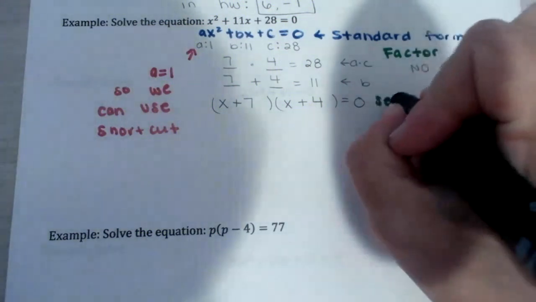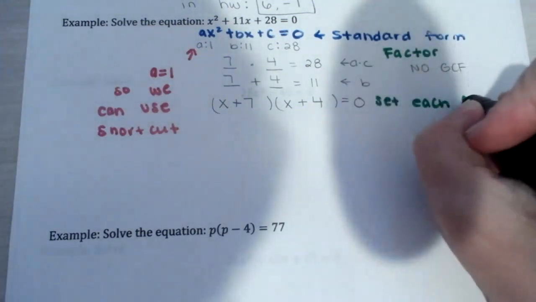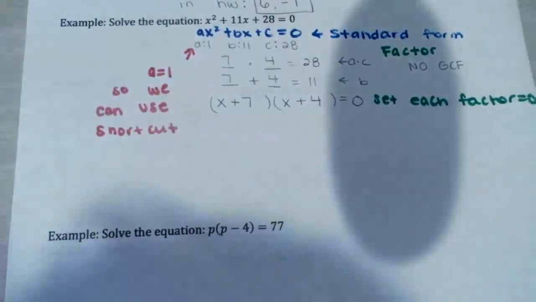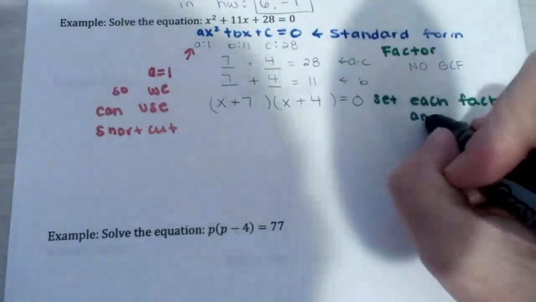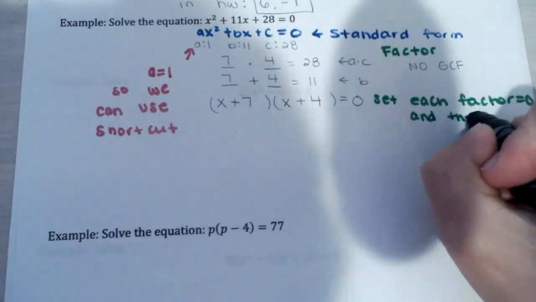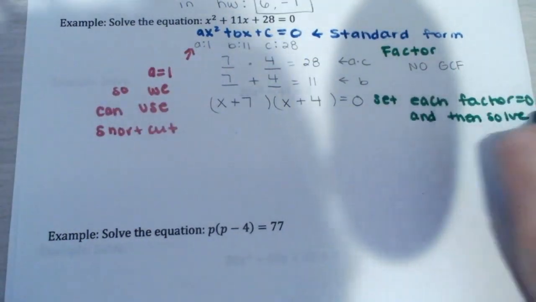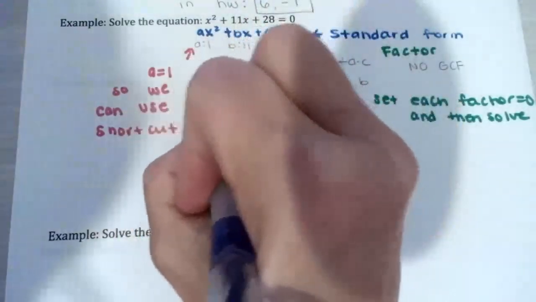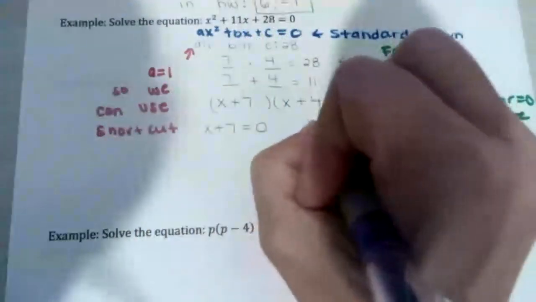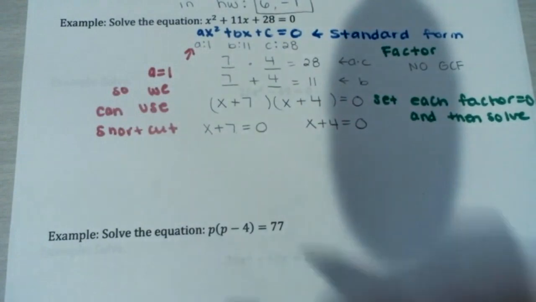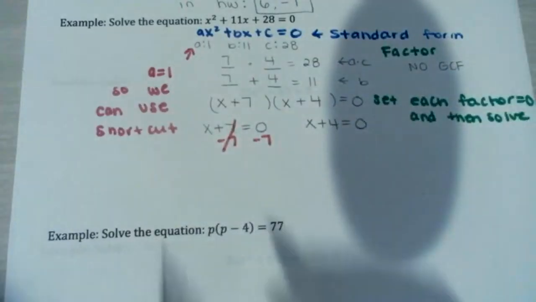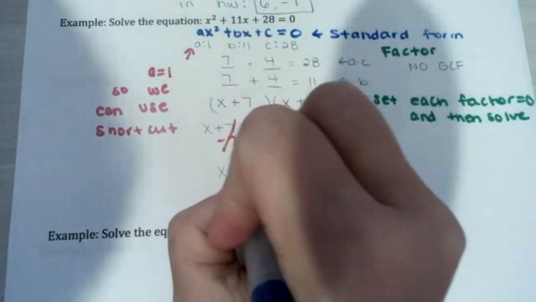So set each factor equal to 0, and then solve. So our first factor is x plus 7, so x plus 7 equals 0. Our other factor is x plus 4, so x plus 4 equals 0. Solving each of them separately, x plus 7 equals 0. We can subtract 7 from both sides. That would give us x equals negative 7 as one answer.